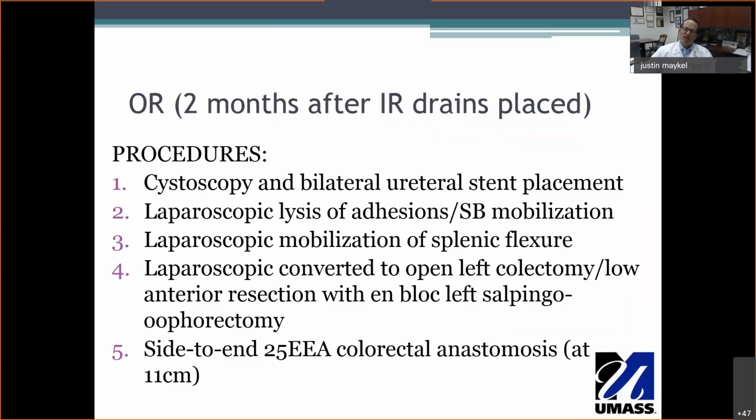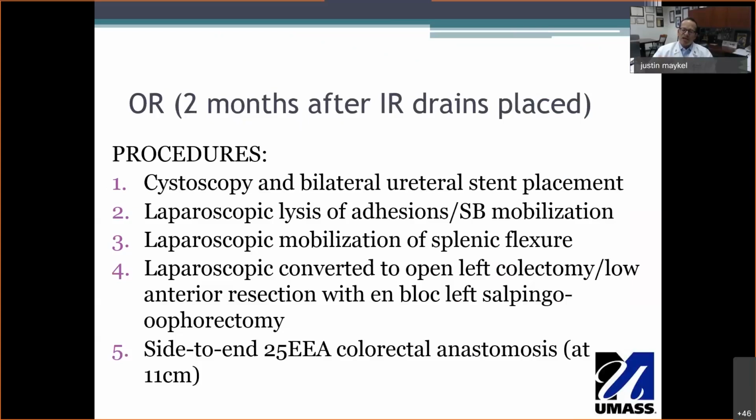I had our urologist there for cystoscopy and bilateral ureteral stent placement. And I will tell you that I will do this in these complicated diverticulitis cases. It's not always all that helpful, but in this particular case, it was extremely helpful because of the degree of scarring and inflammation in this woman's pelvis, particularly to have that left stent in place.